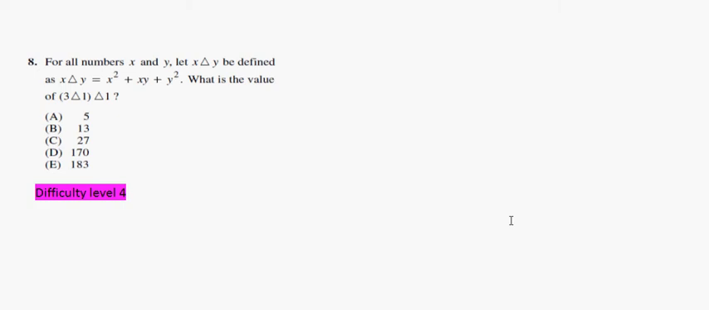Problem number 8. For all numbers x and y, let x triangle y be defined as follows: x squared plus xy plus y squared. Find the value of the following expression: 3 triangle 1 and then triangle 1. So we have to perform calculations. We have to perform the operation triangle 2 times. First of all, this operation is applied to numbers 3 and 1, and then we apply it to the result and 1. Let us see how we can do it.